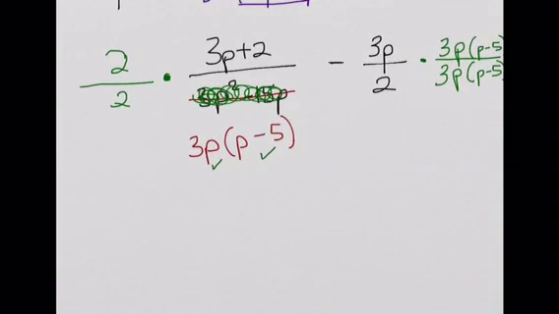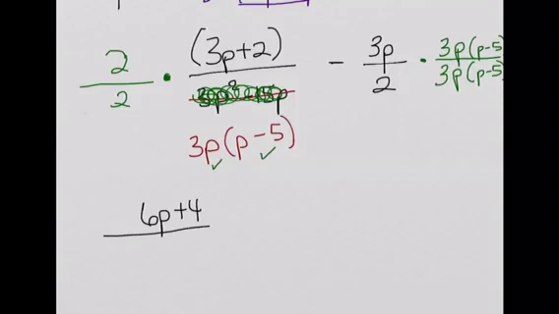Let's go ahead and multiply these out. The first fraction, I need to distribute the 2 to the 3p plus 2. So I end up with 6p plus 4 in the numerator. And in the denominator, the 2 and the 3 get multiplied together, so I get a 6, and then a p and a p minus 5. Remember that we don't actually multiply out the denominators, only the numerators.